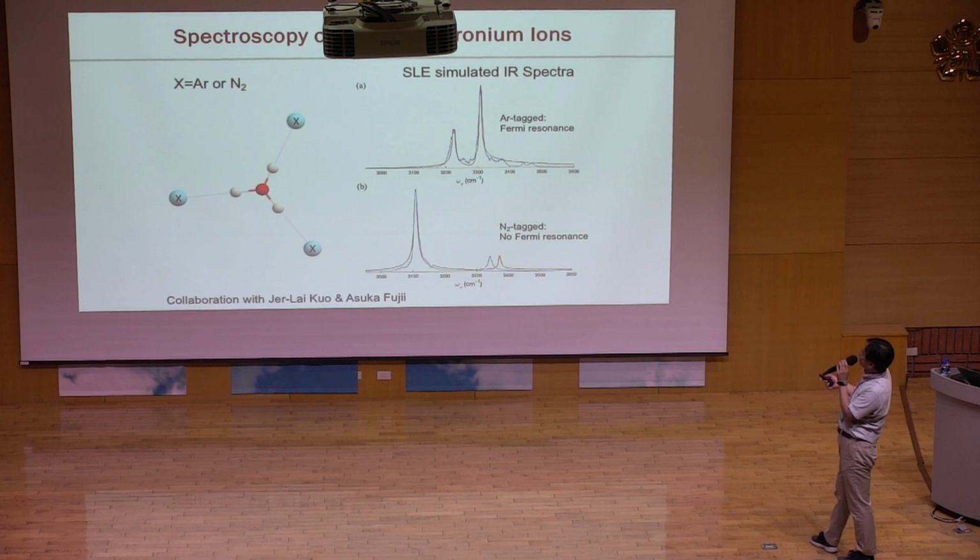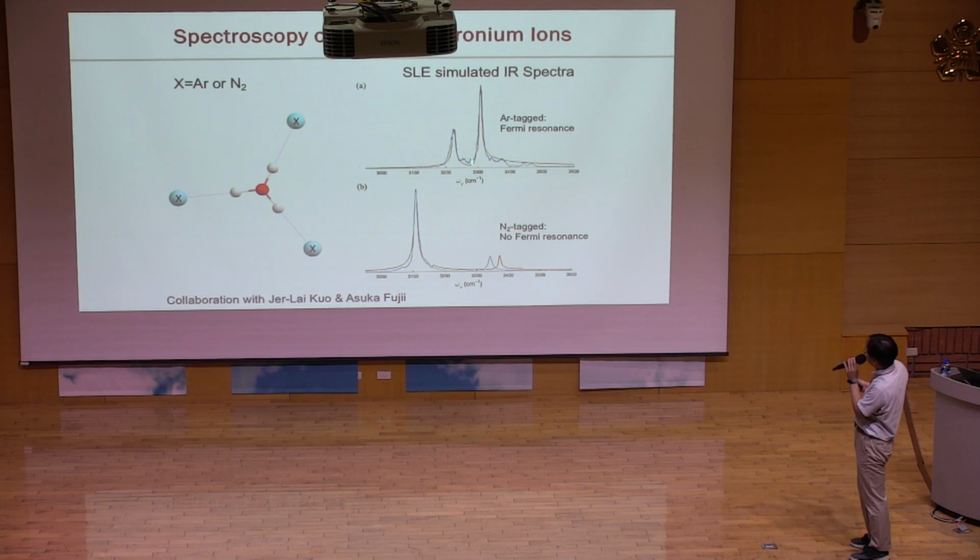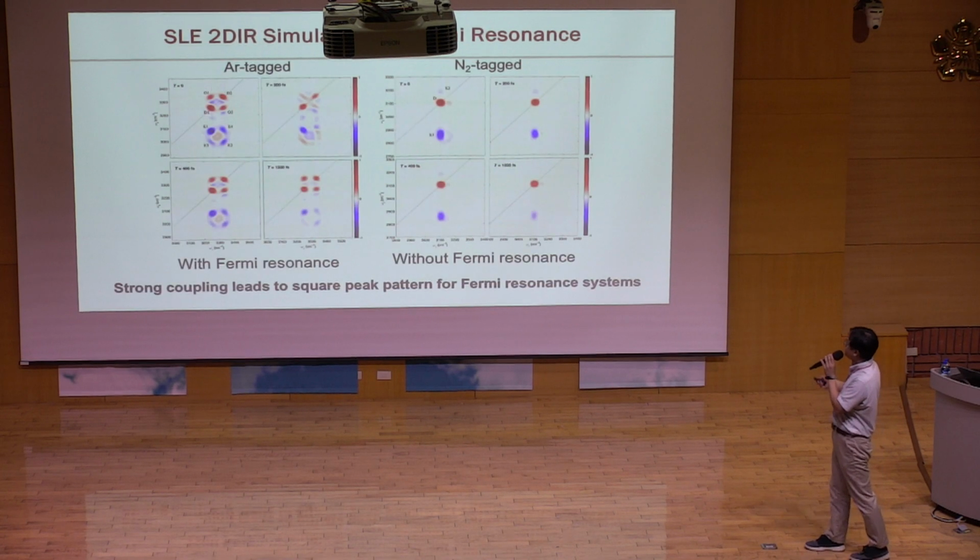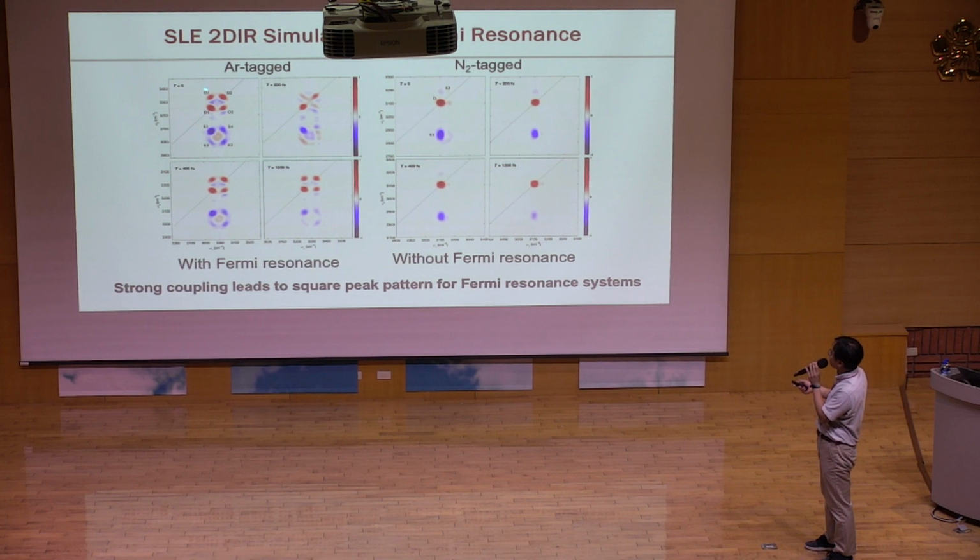We also use this approach to simulate the 2D IR spectrum of tagged hydronium ions. So this is a hydronium ion, and in molecular beam experiments, people can actually tag this hydronium ion with different tagging molecules. For example, you can tag it with argon or nitrogen. Okay, and we can simulate the linear spectrum and compare to experimental results. And with that information, we can actually simulate its two-dimensional IR spectrum.